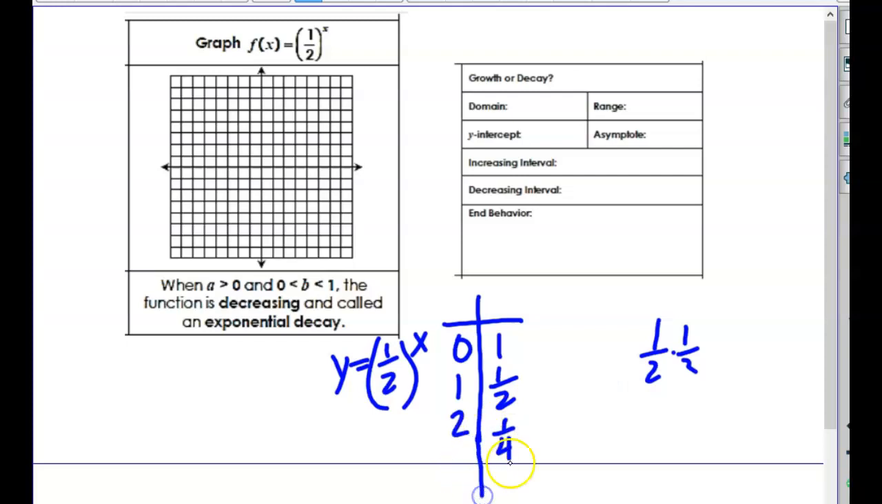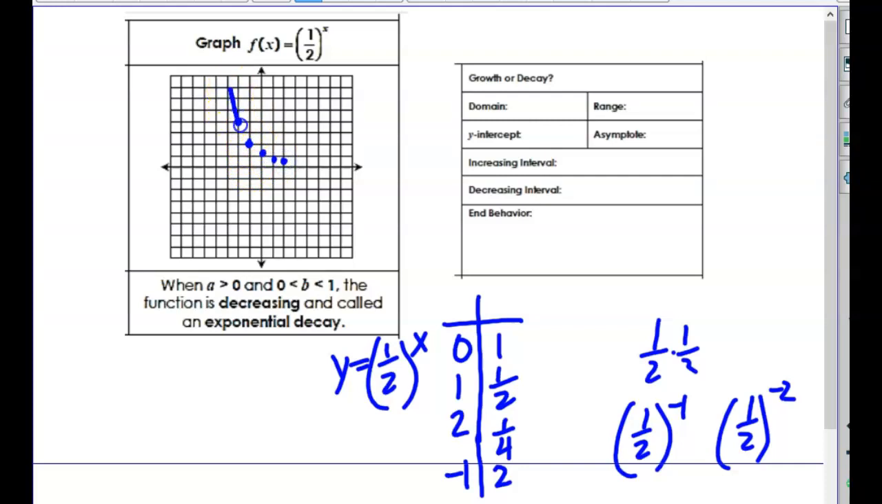What's going to make this one bigger? If we put in a negative 1, that flips it over, so it becomes positive 2. What if we put in a negative 2? That would flip it over and square it, so we'd be up to 4. Negative 2, 4, negative 1, 2, 0, 1, 1/2, 1/4. It's going this way.